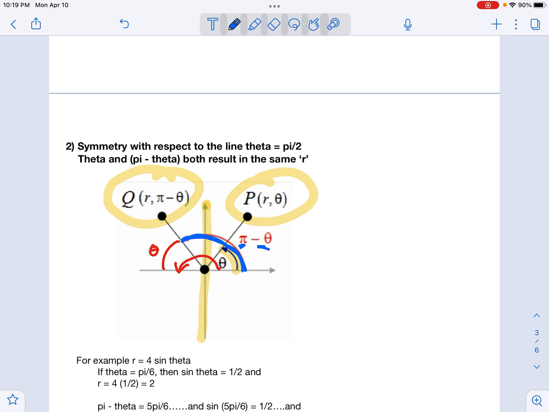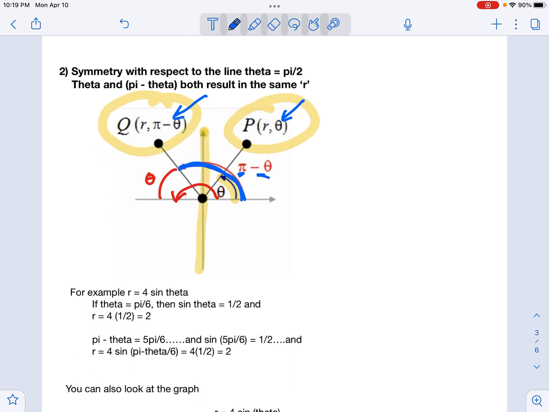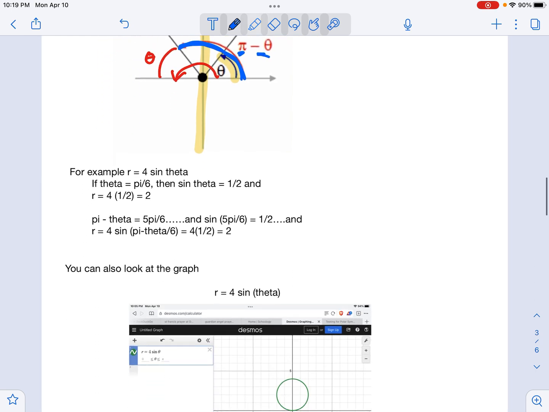If you can plug in pi minus theta for theta and get the same r, then you know that you have symmetry with respect to that line. An example for that is r equals 4 sine theta. If we say theta is equal to pi over 6, it could be any point, but this one's an easy one because we know the answer. When theta is pi over 6, sine of theta from the unit circle is 1/2, and therefore r is equal to 4 times 1/2, which is 2.